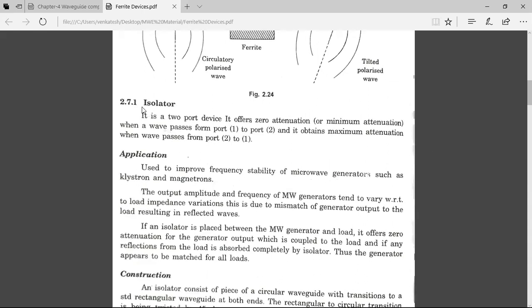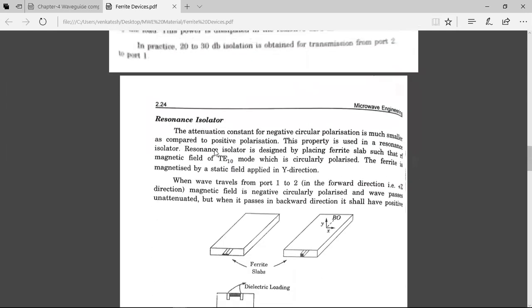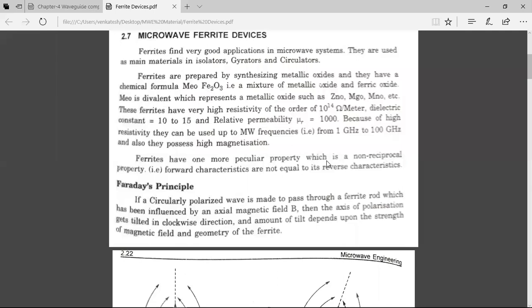So the isolator is the first one, the next is the gyrator, and the third one is the circulator. These are the three important ferrite devices which we are going to discuss in this ferrite devices topic, and it's very important. Before moving on, let me introduce a few important points regarding this isolator.